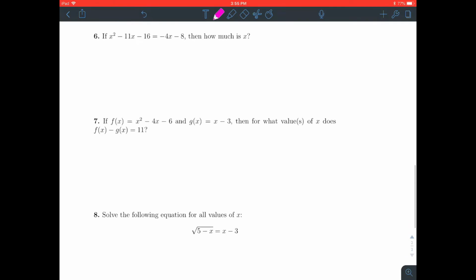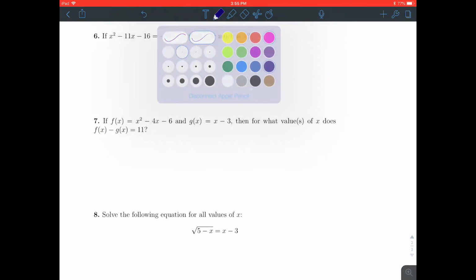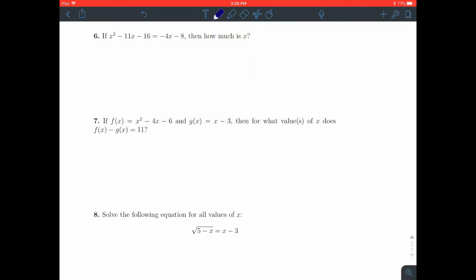For problem 6, let's solve this one. Okay. So we have x squared minus 11x minus 16 equals -4x minus 8. When you solve a problem like this, the goal is that when you have it equal to 0, you have that nice property where one of the things has to be 0. So our first step in solving this problem is going to be to get this equation equal to 0.